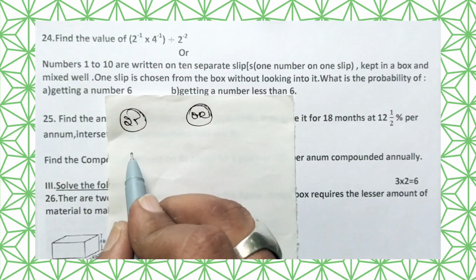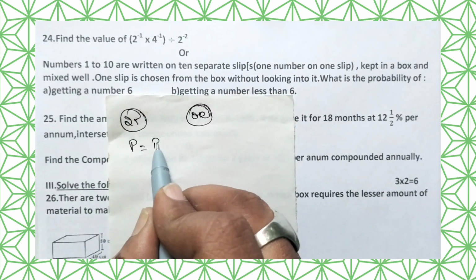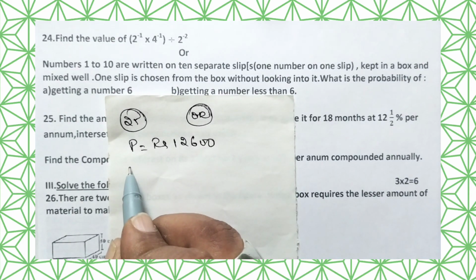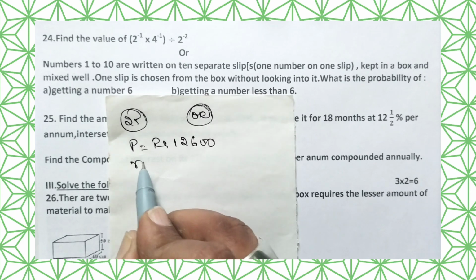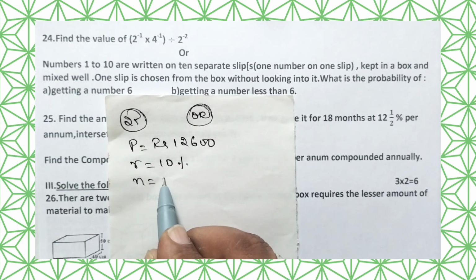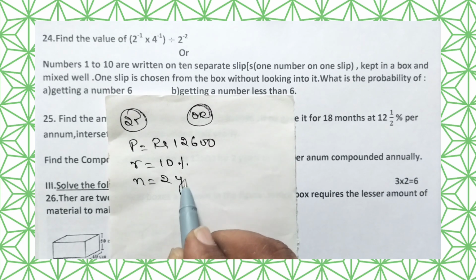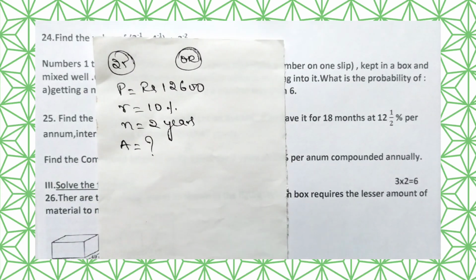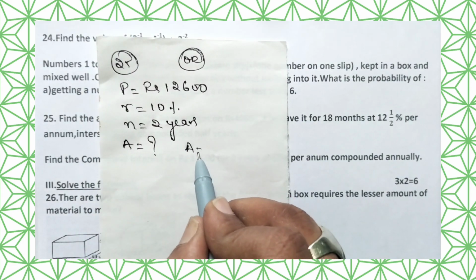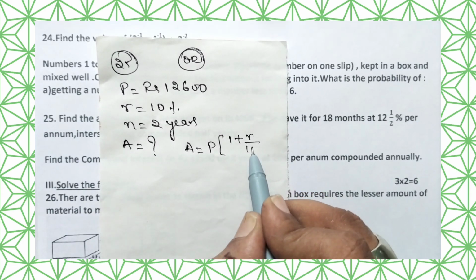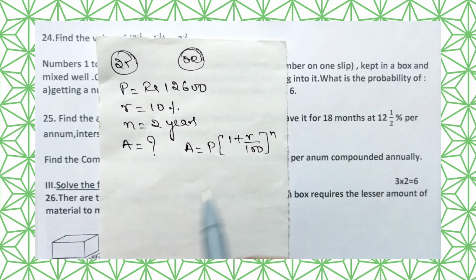So principal amount is given as rupees 12,600. Then he has given rate of interest is equal to 10%. So number of years is equal to 2 years. Now let us calculate the compound interest. Before that one, let us calculate the total amount. So what is the formula? Total amount is equal to P into 1 plus R by 100 whole to the power of N.